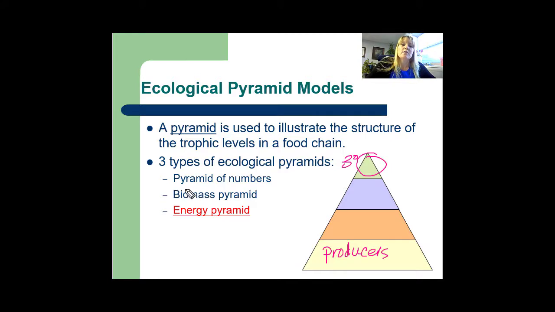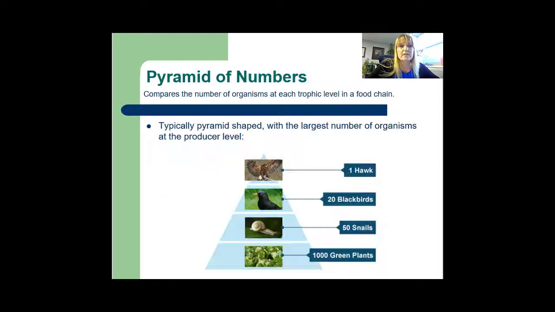So there's three different kinds we'll talk about today. We'll talk about a pyramid of numbers, a biomass pyramid, and then also the most important one that we're usually going to focus on, which is an energy pyramid. Let's start with the pyramid of numbers.